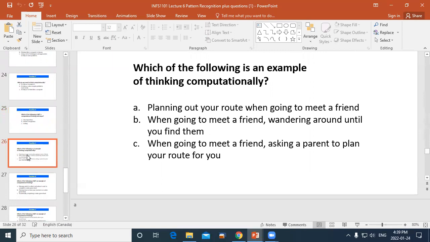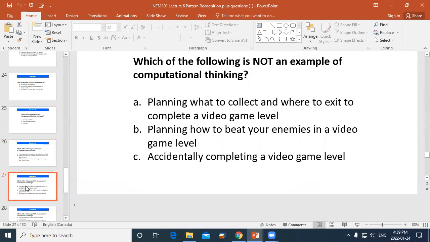Which of the following is an example of computational thinking? So this one is wandering around randomly. Is that computational thinking? No, that's not. Planning. When you are doing the planning, that's computational thinking. If you just ask somebody else to plan, that's not computational thinking. So good answer. All right.